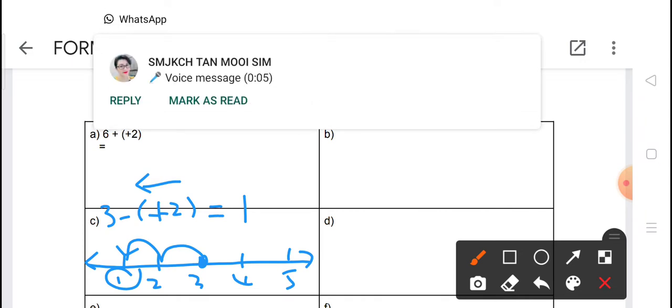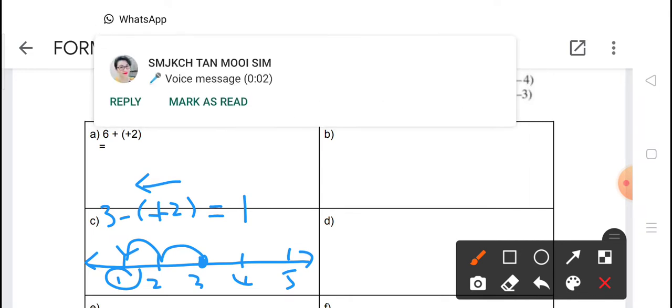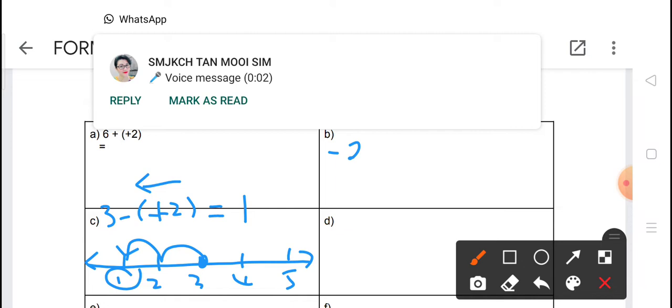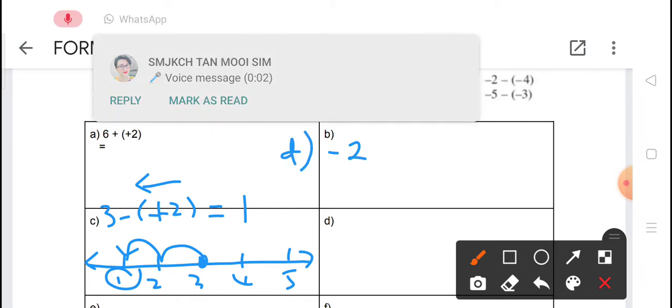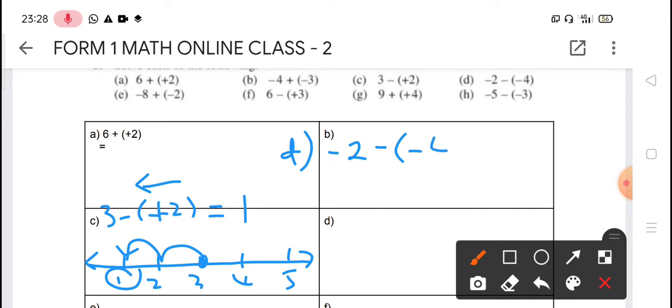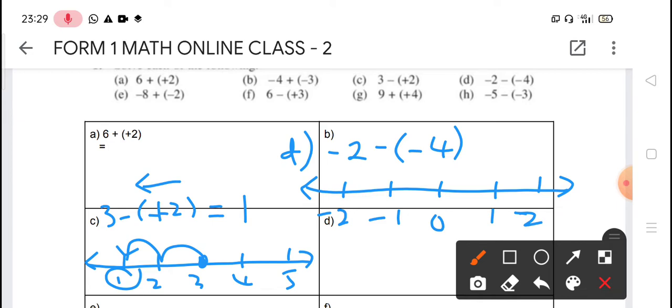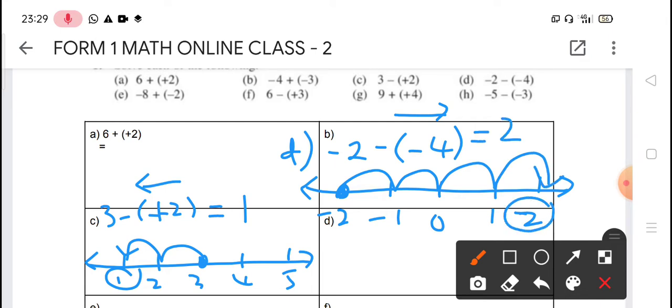Okay, I will do question D here. Question D, negative 2 minus negative 4. We do the number line: negative 2, negative 1, 0, 1, 2. We start from negative 2. Minus negative, so minus negative, we move to the right 4 steps, 1, 2, 3, 4. So we get 2. The answer is 2. So this is C and D.